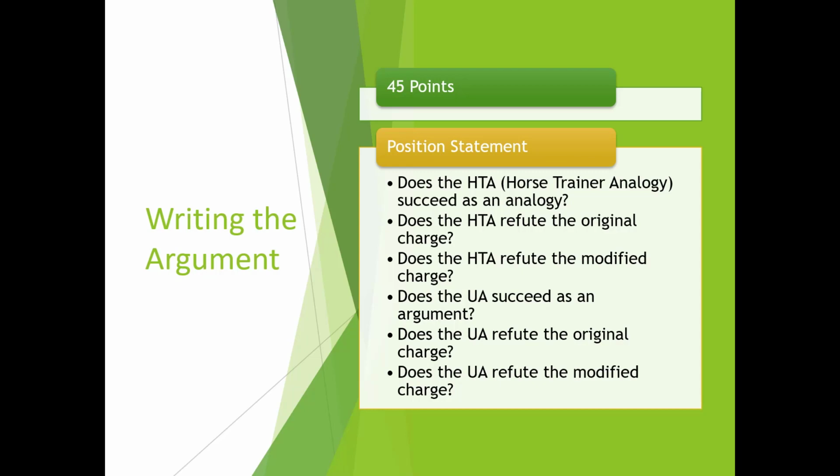but here it goes. So, here are the 6 issues that arise. The first one is this. Does the horse trainer analogy succeed as an analogy? And the answer is yes or no. Secondly, does the horse trainer analogy refute the original charge? And the original charge is that Socrates is a corrupter. The modified charge is that Socrates is the only corrupter, the sole single corrupter.